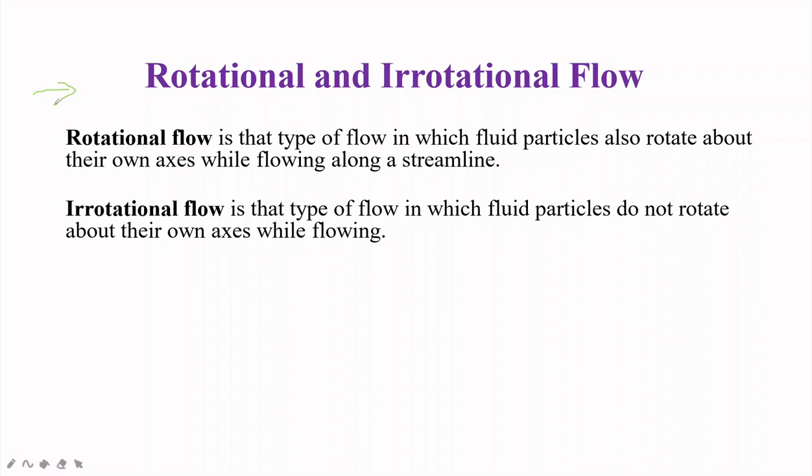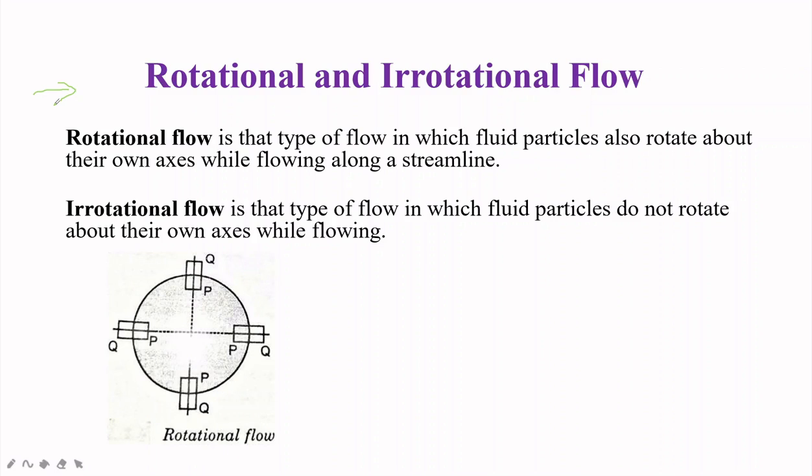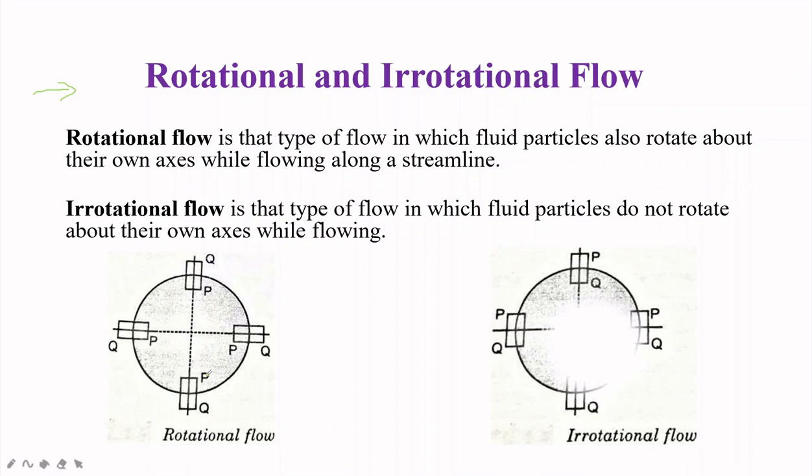They are just direct questions. Rotational and irrotational flow. See, here the fluid particle is there. This is an example for rotational flow. Here it is irrotational flow. So P is the particle, PQ. When this particle comes here, how is it? I'll tell you.